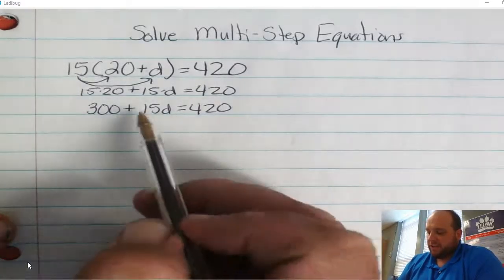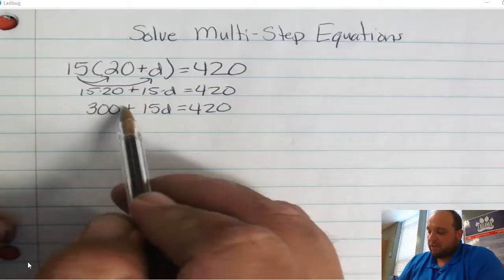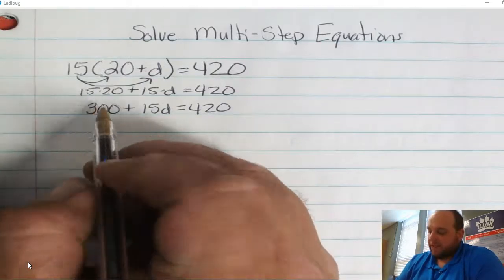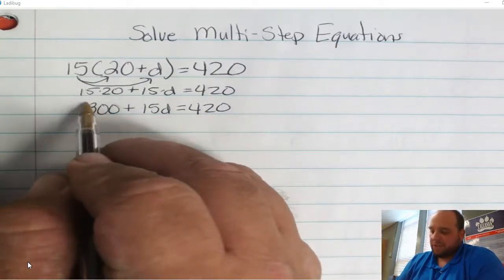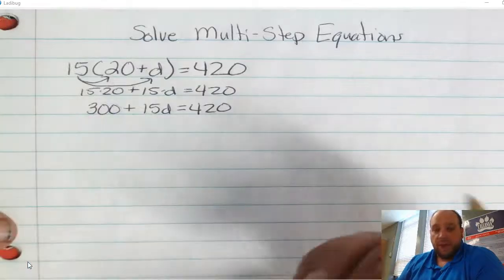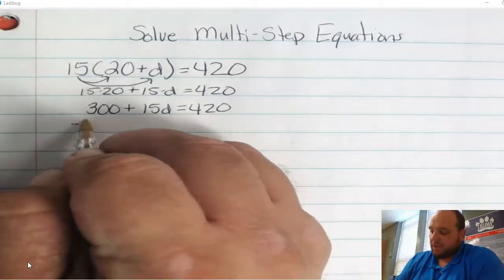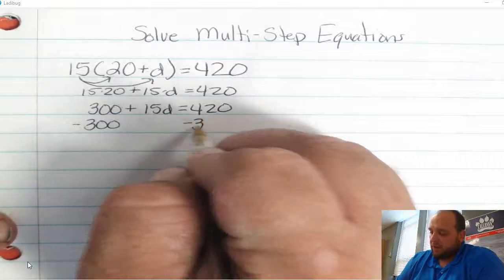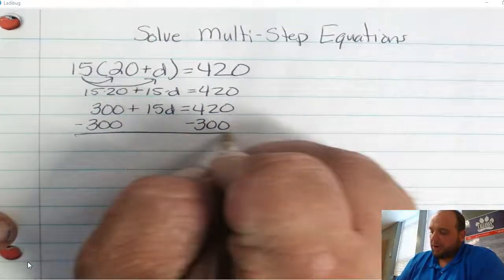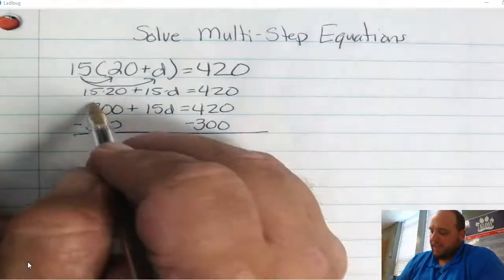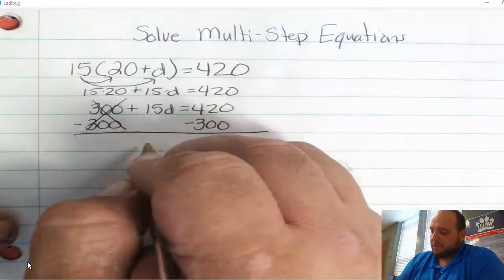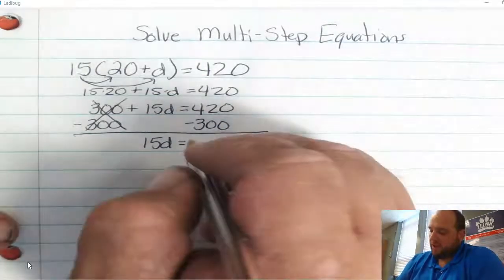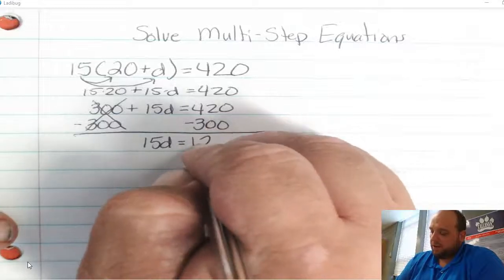The first thing I need to do is get rid of this number right here. In order to get rid of it, I have to determine whether it's positive or negative. It is a positive 300 because there's no sign in front of it. So to get rid of a positive 300, I do the opposite, which is subtract 300, or a negative 300. So I'm going to do that over here. I'm going to write negative 300, or subtract 300. These cancel out because they're opposites, which allows me to bring down 15d. I do 420 minus 300. This will give me an answer of 120.